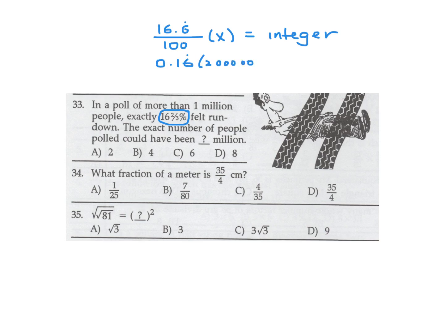I get 333,333.3, so that's not an integer. And then if I put in 4 million, I will get 666,666.6. Again, not an integer. But if I put in 6 million and multiply by this 0.16 repeating, then I will get exactly 1 million. And that's an integer, so therefore the answer is C.